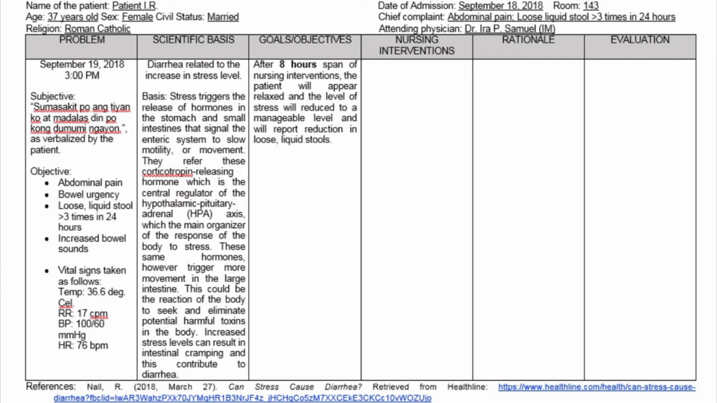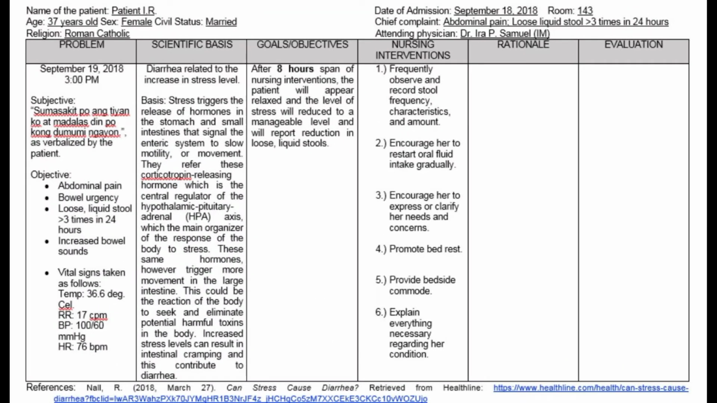Like in my sample, after 8 hours span of nursing intervention, the patient will appear relaxed and the level of stress will reduce to a manageable level and will report reduction in loose liquid stools. When listing down nursing interventions, it should always be according to priority. Prioritize what would be the most beneficial intervention that can address the problem of the patient that you can do as a nurse.